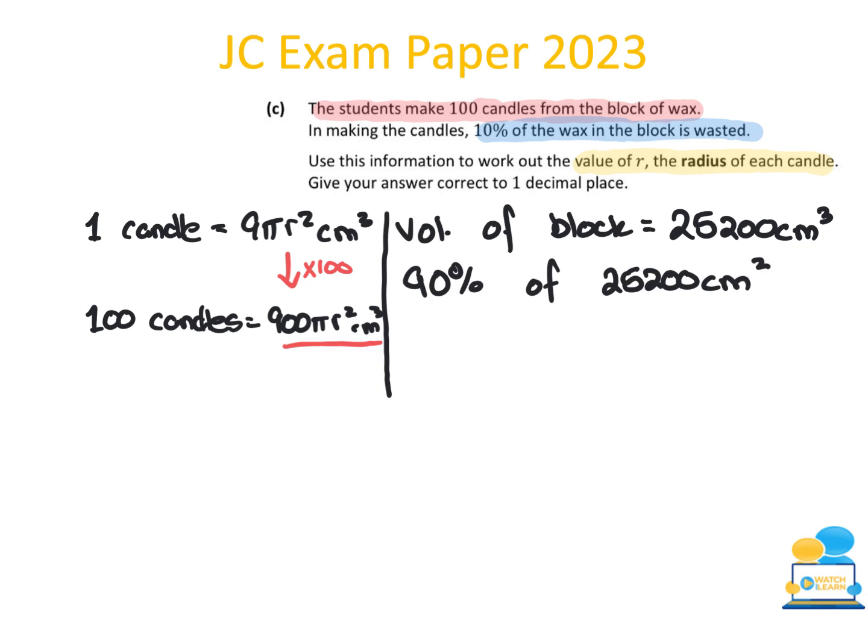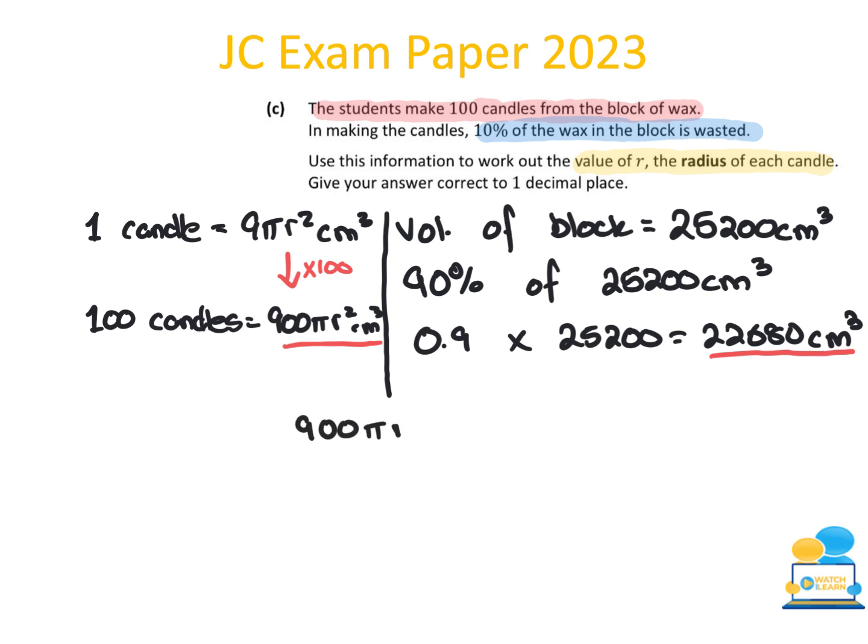To find 90% of this, I need to change 90% into a fraction or a decimal, so 0.9, and multiply that by 25,200. And that gives me 22,680 centimetres cubed. And that is my second important value for this question. So both these answers that I've underlined in red are equal to each other because the first answer represents the volume of wax it takes to make 100 candles, and the second answer represents the volume of wax that was used from the original block. So I can now put both of these answers equal to each other and create an equation to solve for r.